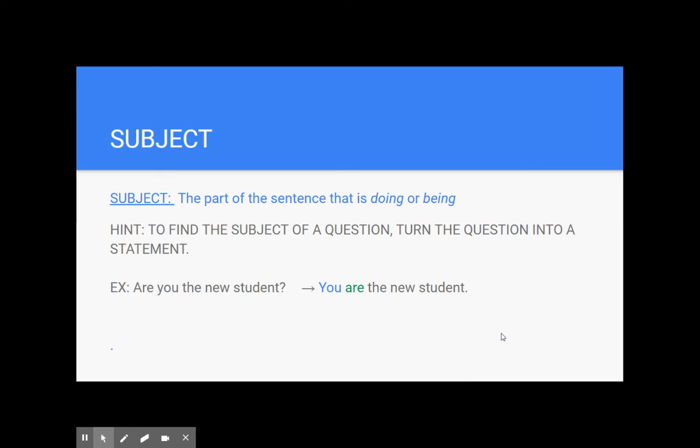Okay, here's another hint. If you have a question, always turn the question into a statement. That makes your subject easier to find. So in this example, are you the new student? Answer it: you are the new student. So our be verb there is are. Then you have to figure out what is being done. You are, okay? So you would be our subject there.